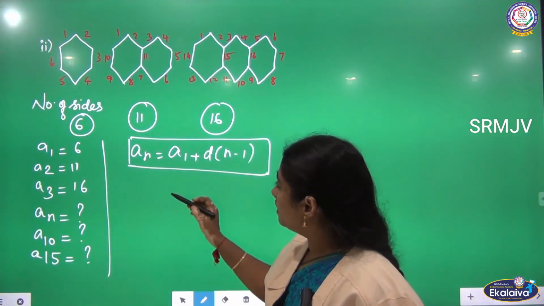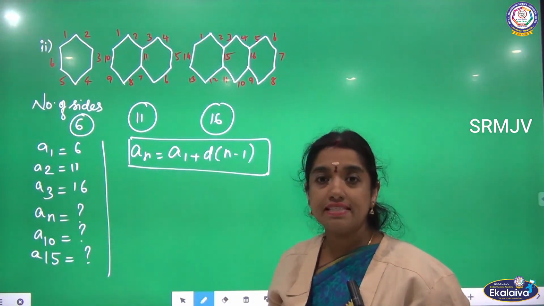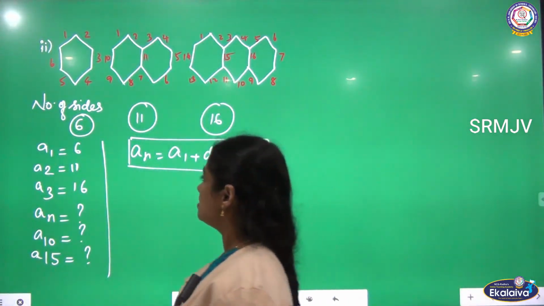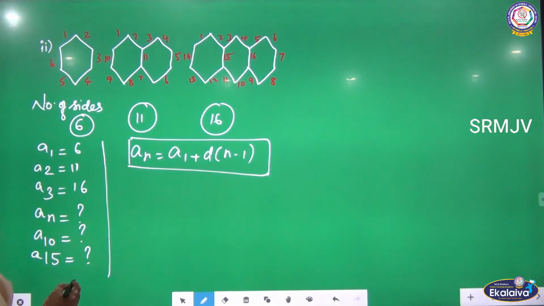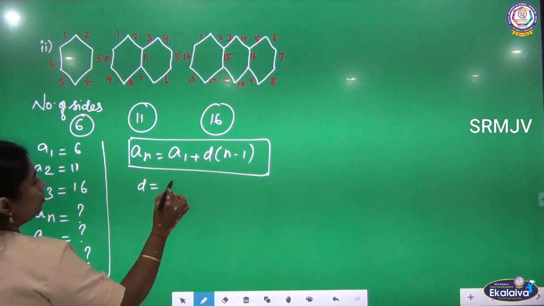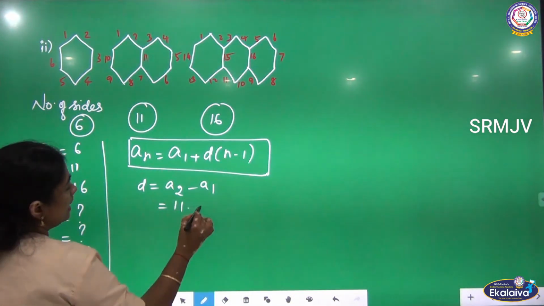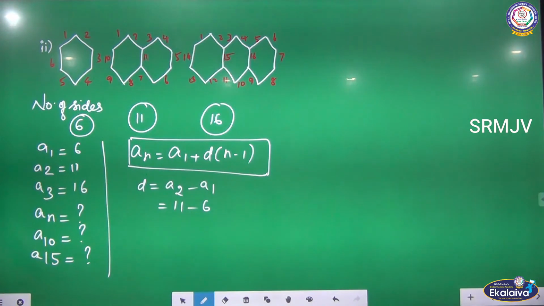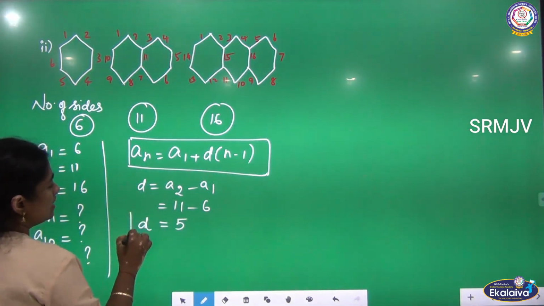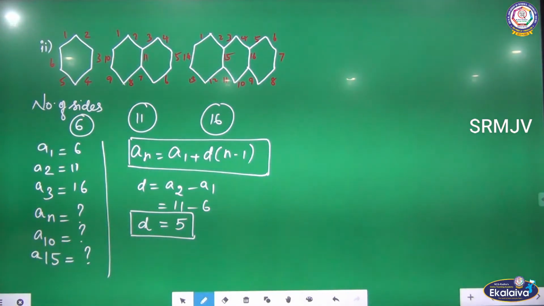Okay. Now an. Here A1 is there. I know that it is the first term, which is 6. So what is the difference between the two numbers? Listen. D is equal to A2 minus A1. What is the A2 here? 11 minus 6. What is 11 minus 6? Which is 5. So D is equal to 5. That we are going to substitute in the formula. Okay.